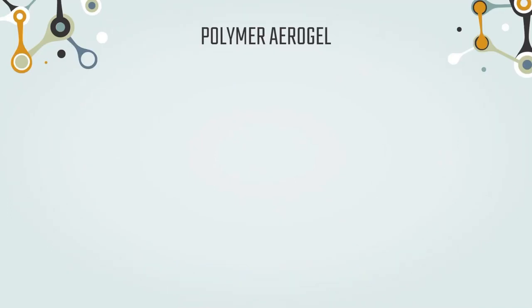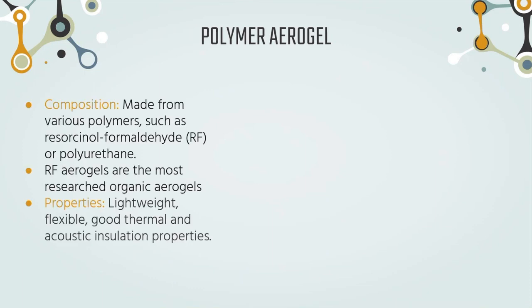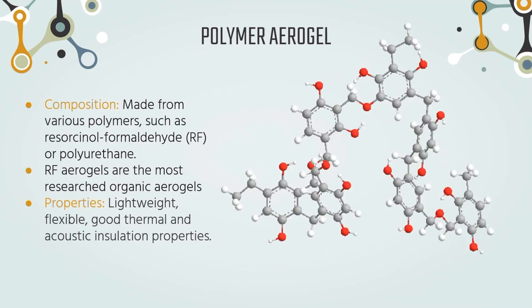Now let's move on to the next kind of aerogel, the polymer aerogel. So polymer aerogel is made from various polymers such as resorcinol formaldehyde or polyurethane. Resorcinol formaldehyde aerogels are the most researched organic aerogels, and they are really lightweight, flexible, and have good thermal and acoustic insulation properties. So right here, in the pictures you can see the 3D models of resorcinol formaldehyde aerogel.